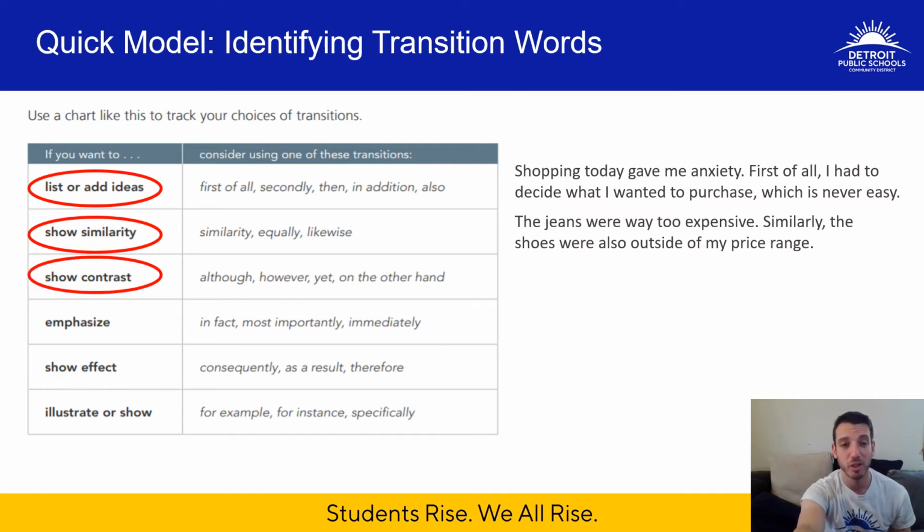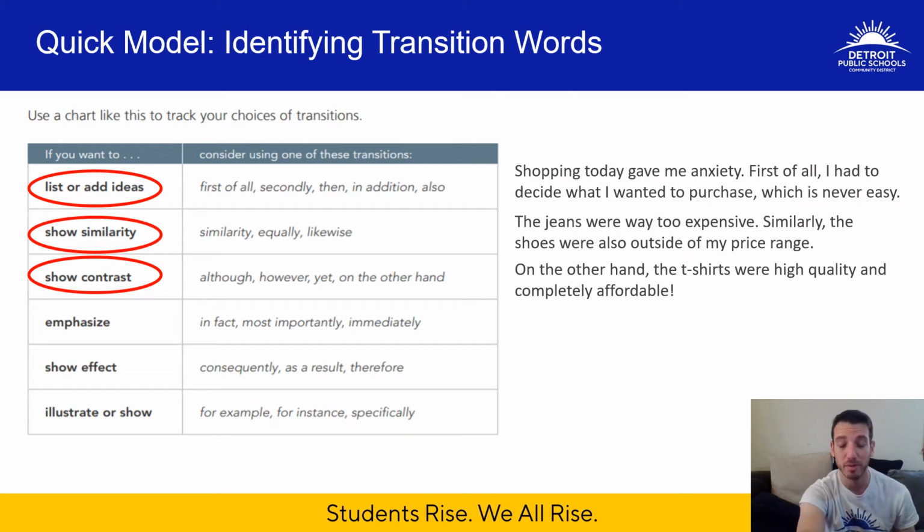The third category is show contrast. So these are transition words or phrases that show how two ideas are opposite of each other or in contrast of each other. The examples here are although, however, yet, on the other hand. For example, on the other hand, the t-shirts were high quality and completely affordable. So I talked about the jeans and shoes being way too expensive, but then I talked about how the t-shirts were actually pretty cheap. So I had to use a contrast transition word or phrase, so I used on the other hand.